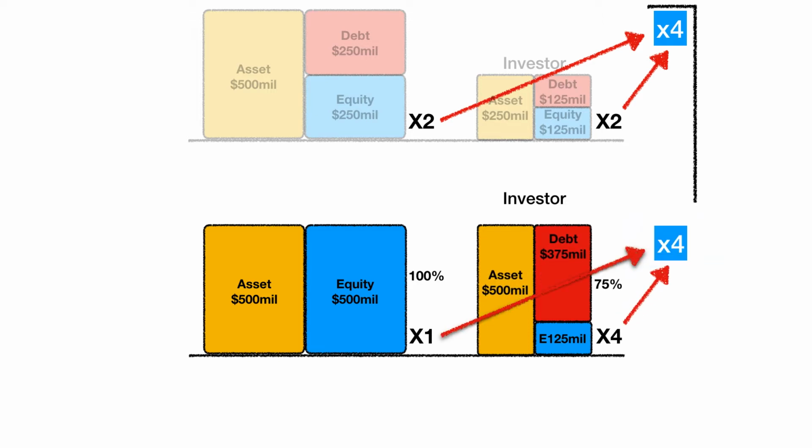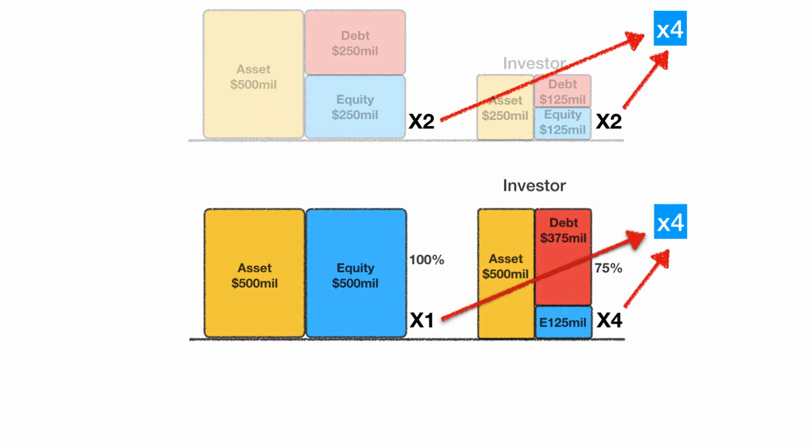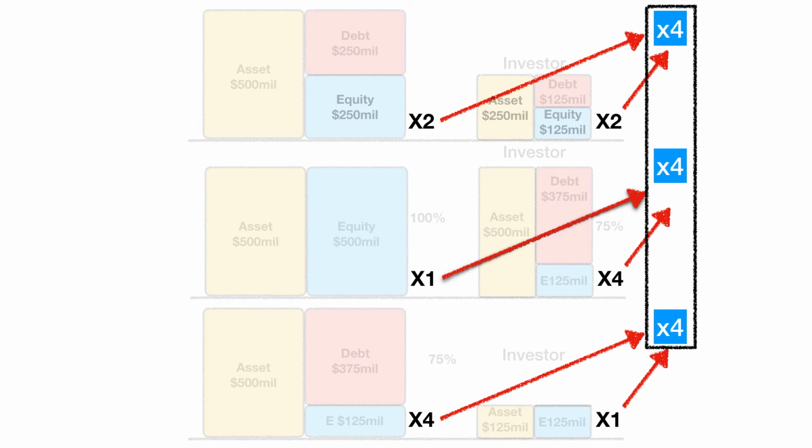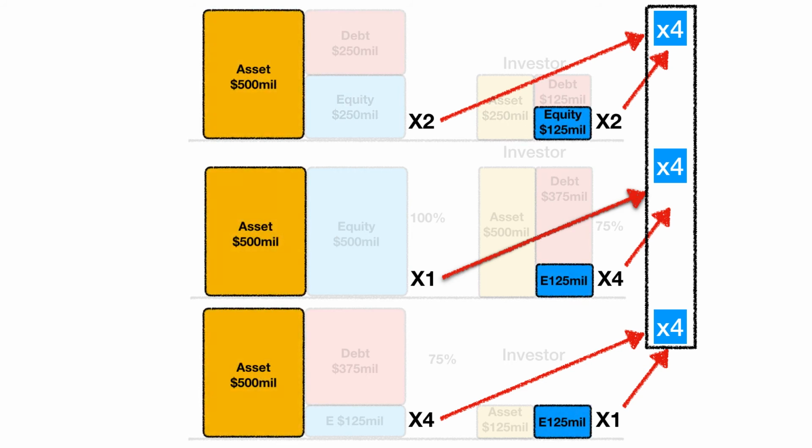All that matters is combined leverage, in this case 4 times. In other words, it doesn't matter what the combination is. The investor's equity is 4 times more sensitive than the company's assets in all 3 cases, and that's all that matters from the investor's point of view.